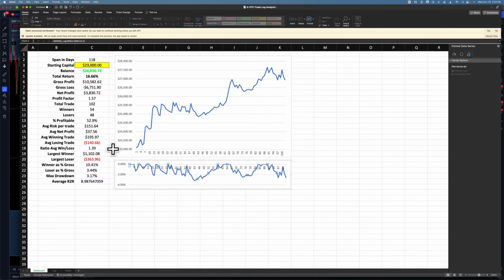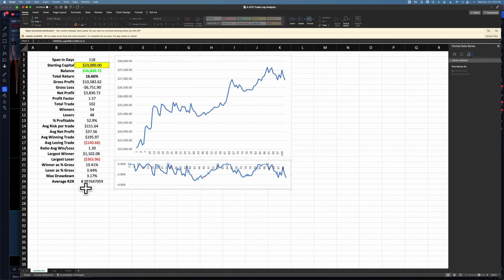And this is the performance I've had so far over the past 118 days with 102 trades. My win rate is about 53%. My return is, I'm going into a little funk here. I was as high as 19%. So it is on average about 6% per month. My average winning trade is almost $200. Average losing trade about $140. My largest winner has been 1,100. My largest loser has been 363.